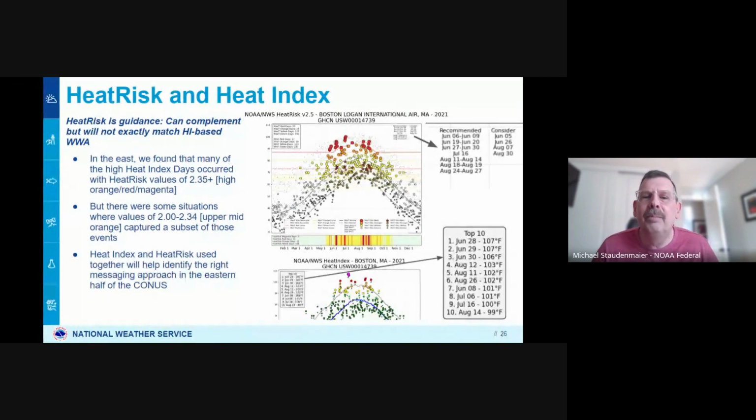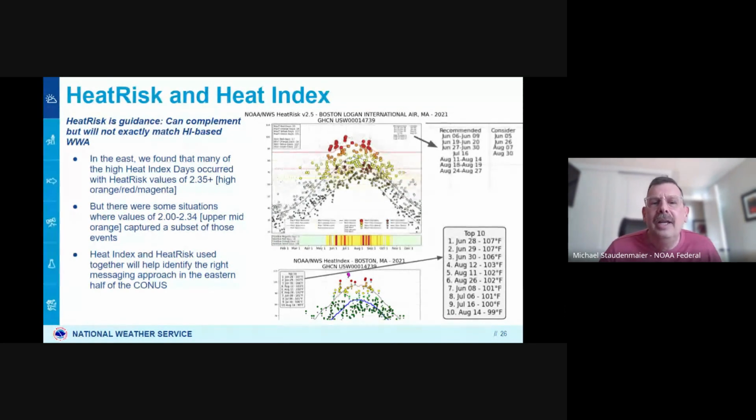So this example is from Boston Logan International Airport for 2021. And you can see the list of dates where heat products would have been recommended, along with a handful of dates that the algorithm would have recommended that the meteorologists consider other factors to determine the appropriate action.